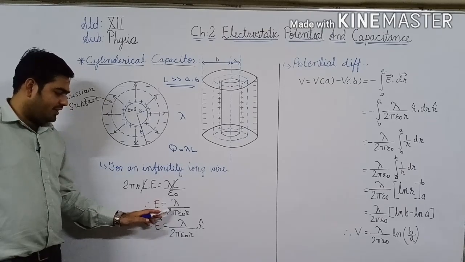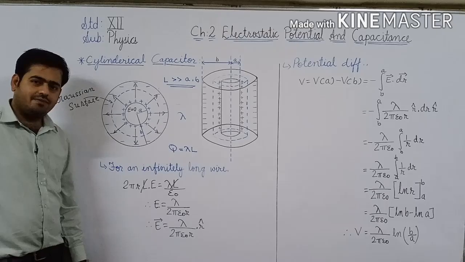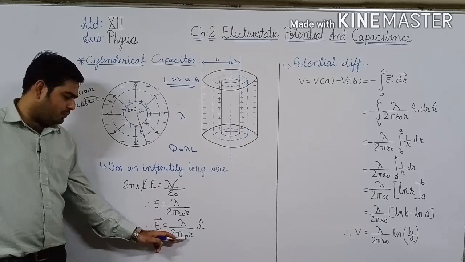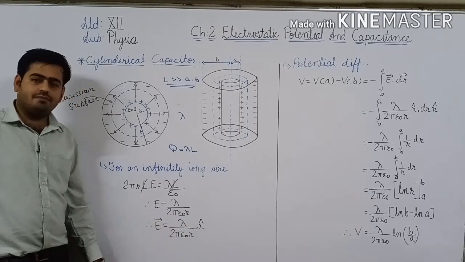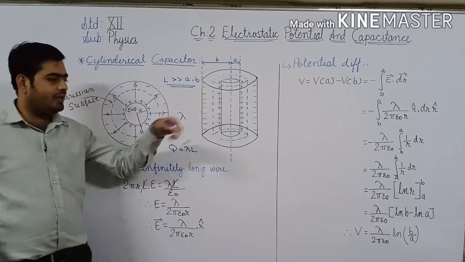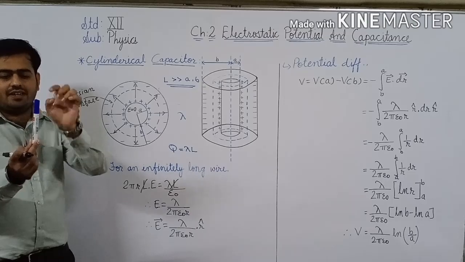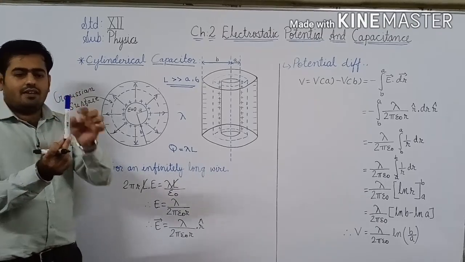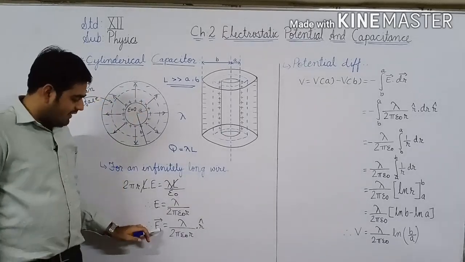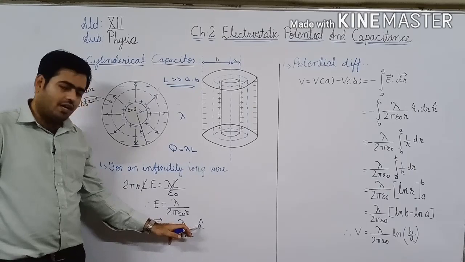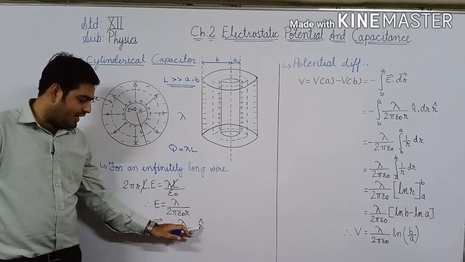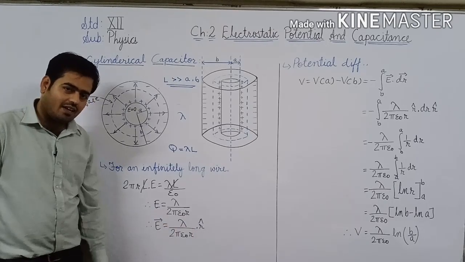Therefore electric field E is equal to lambda upon 2 pi epsilon naught R. In vector form we can write E vector is equal to lambda upon 2 pi epsilon naught R into R cap. Why? Because the electric field is radial. If you consider this cylinder that is positively charged, then the electric field at each and every point is radially outward. Therefore we can write E vector is equal to lambda upon 2 pi epsilon naught R into R cap, because the electric field is in the radial direction, so we can take the unit vector as R cap.